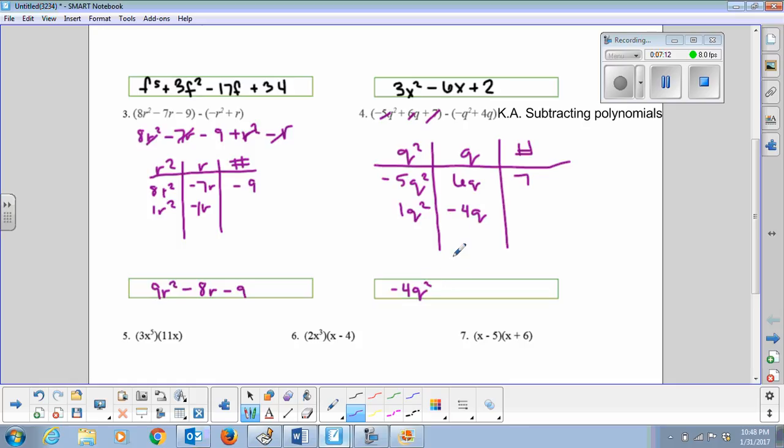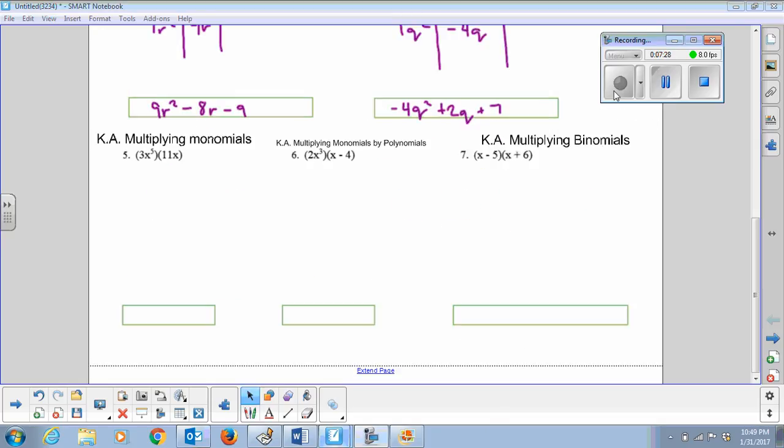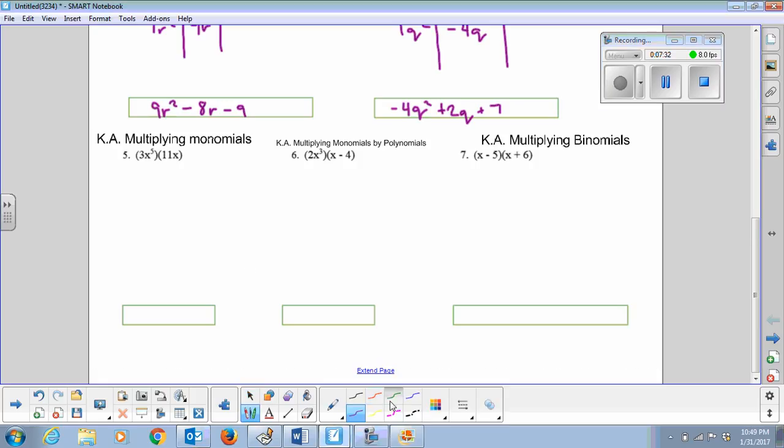Then 6 minus 4q, this was the one y'all messed up the most. You should have had 2q, not 10. And then positive 7 at the very end. For number 5, that was worth 2 points. And this was the lesson that corresponded with multiplying monomials.